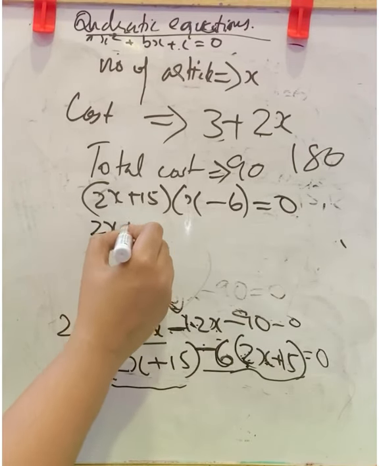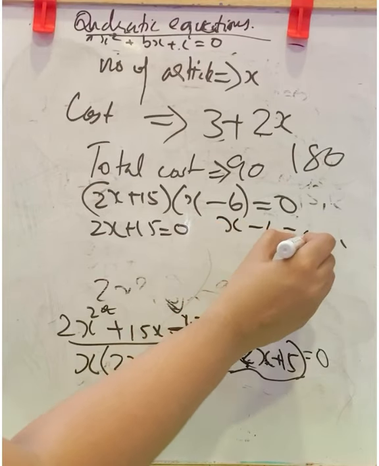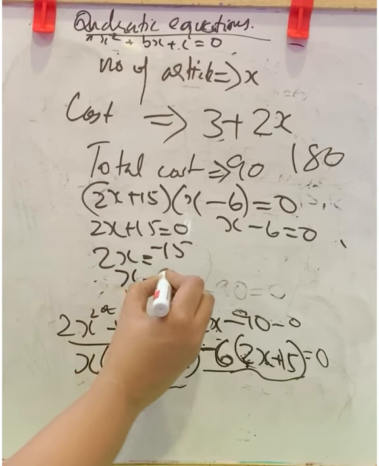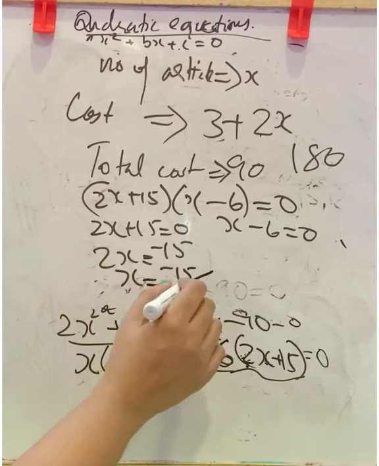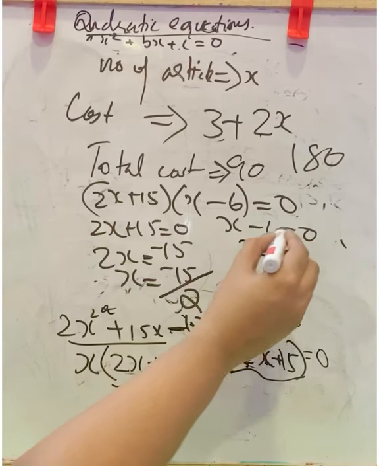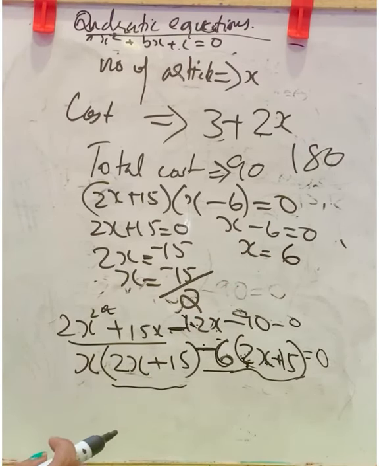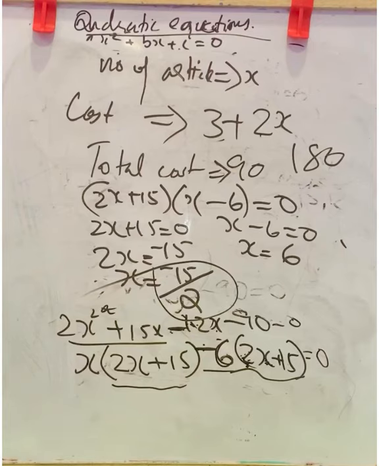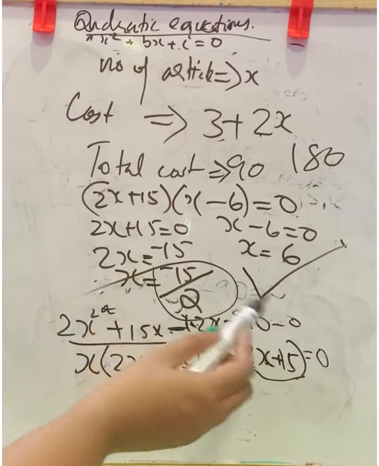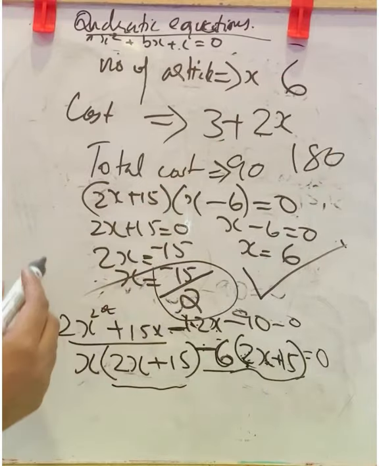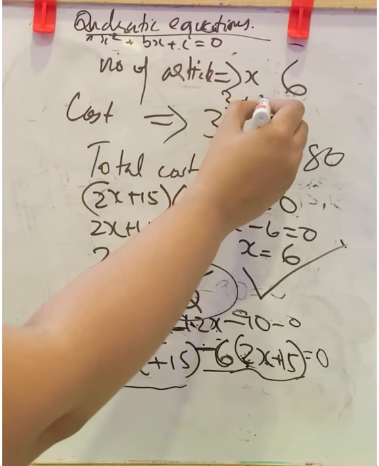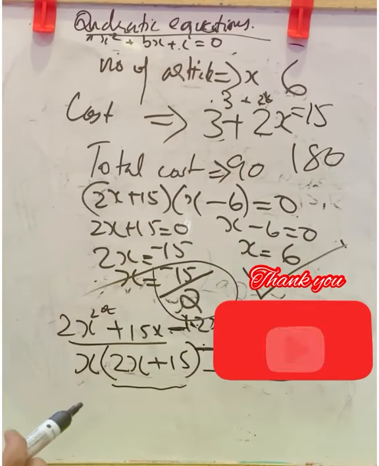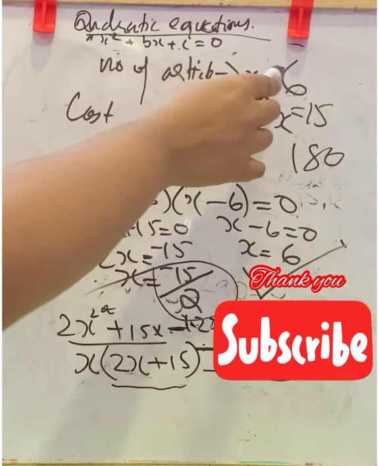Equate each term to 0. Here 2x is equal to minus 15, x is equal to minus 15 by 2, with this 2 taken to RHS. Here x is equal to plus 6. Now we are talking about the number of articles produced, and it is sure that it is not a fraction or a negative value. So we will consider this one, 6. The number of articles produced is 6 and the cost of that production is 3 plus 2 into 6. 2 into 6 is 12, 12 plus 3 is 15. So the cost of an article is 15 and the number of articles per day is 6.